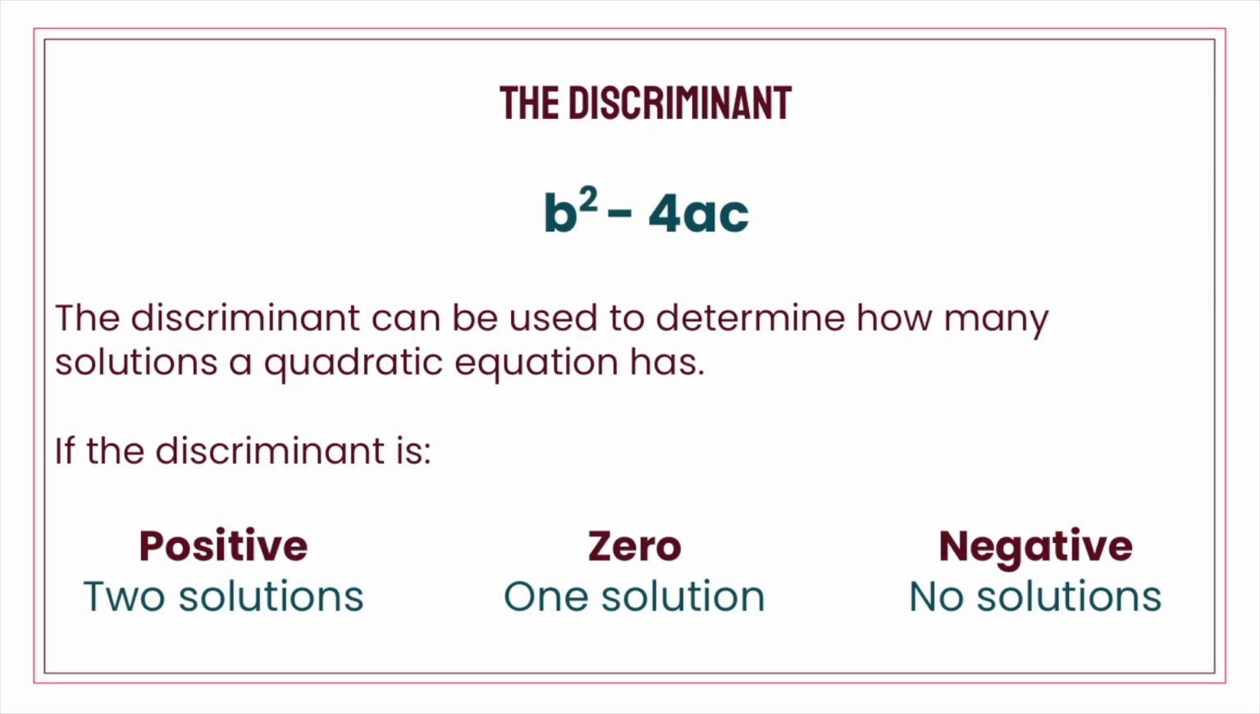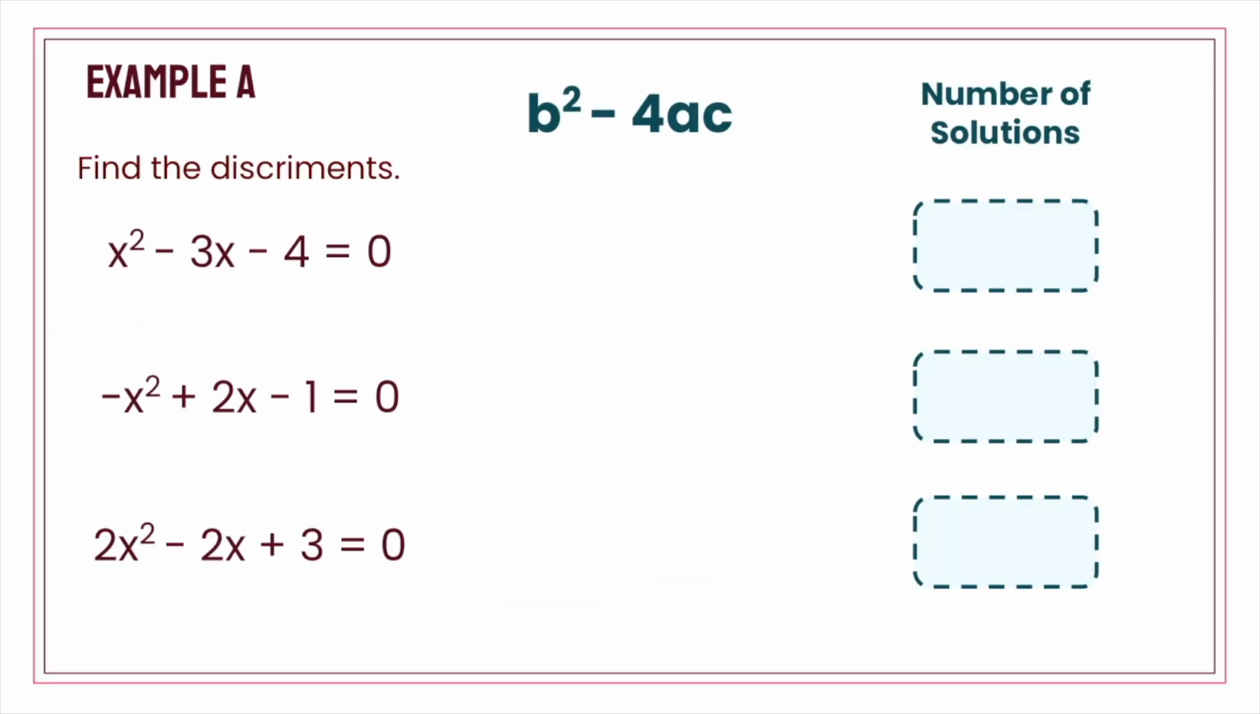So now let's practice finding the discriminant on our own. So here in example A, we've got 3 different examples. We're going to try and find the discriminants. So the first one, we've got x squared minus 3x minus 4. So we're going to just substitute in for A, B, and C. So in this case, our B is going to be negative 3. So applying negative 3 squared minus 4, which we know, times A, which in this case is 1, and times C, which in this case is negative 4.